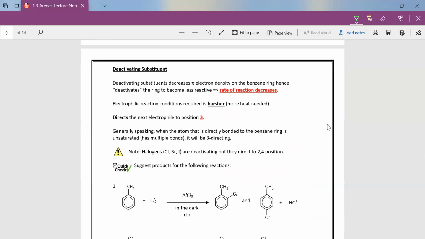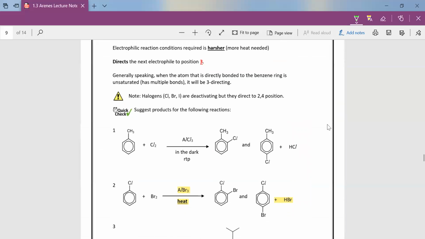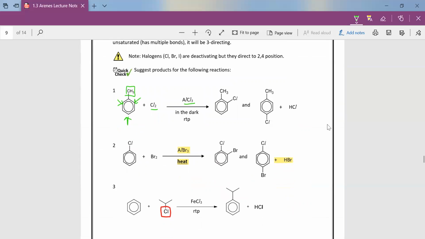Okay, so this is a quick check for the first part of the lecture. For example, if you have chlorine with a catalyst, you simply note that the R group will direct to the 2nd and 4th position. For halogens, because they are deactivating, you need to heat the mixture to make sure that the reaction goes. But it is still 2,4 directing.